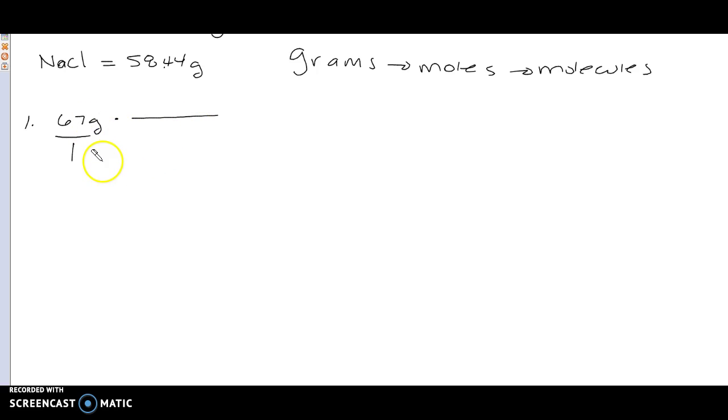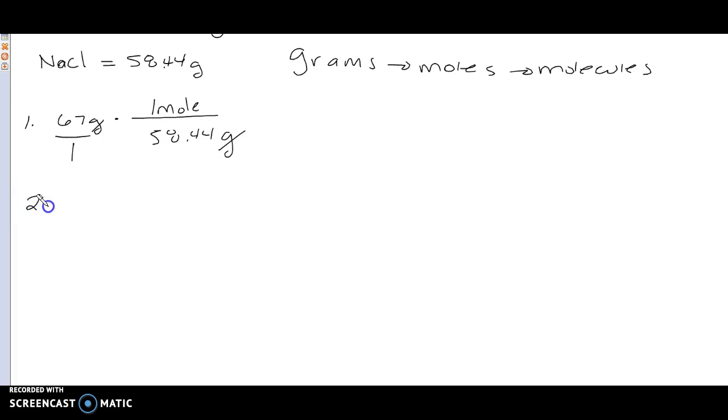And what I know about sodium chloride specifically is that 1 mole of sodium chloride equals 58.44 grams. And that allows me to cross off my grams and then just finish the calculation, because what I'm left with is moles. So I would simply go 67 times 1 divided by 58.44, and then that would be my answer.